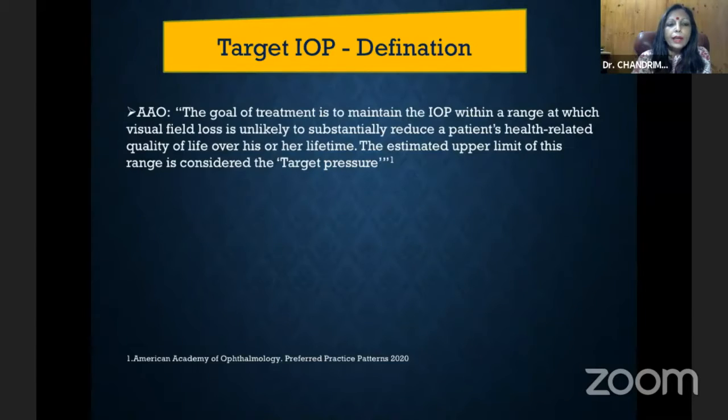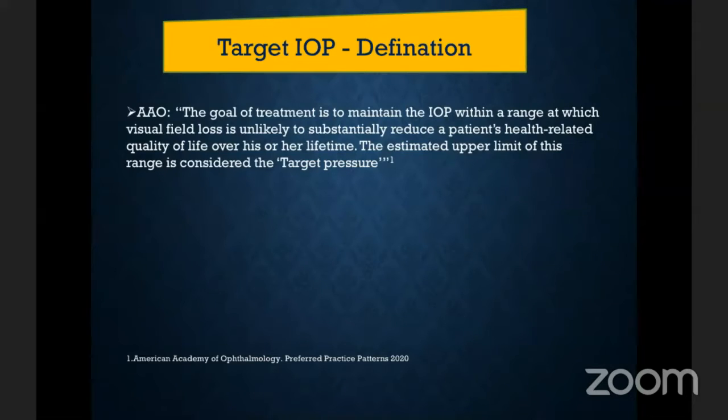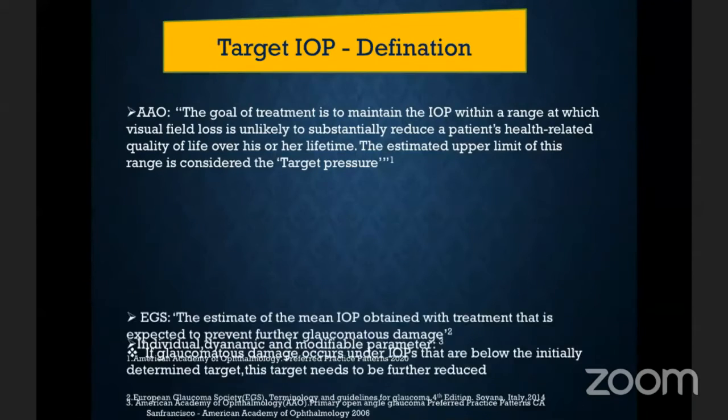Target IOP, as defined by the American Academy, is the goal of treatment to maintain the IOP within a range at which visual field is unlikely to substantially reduce the patient's health-related quality of life over his lifetime. The estimated upper limit of this range is considered the target pressure.